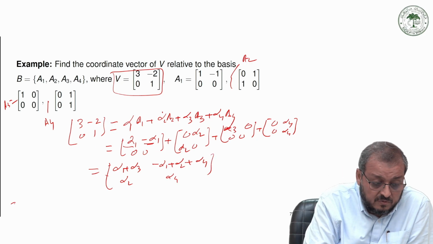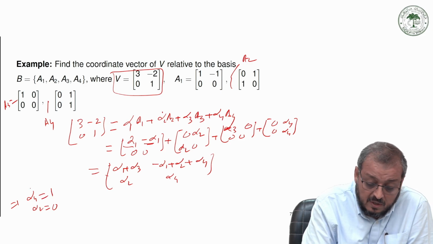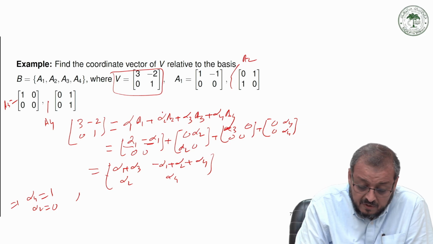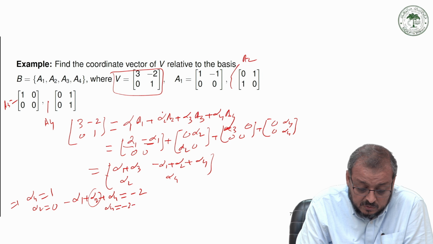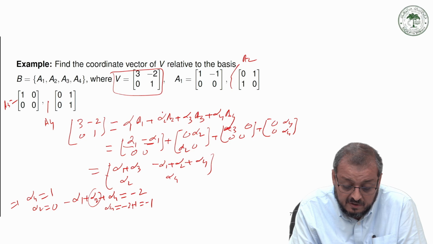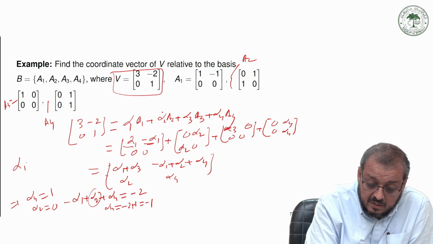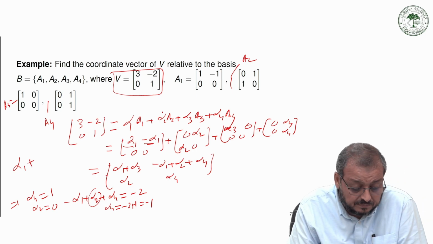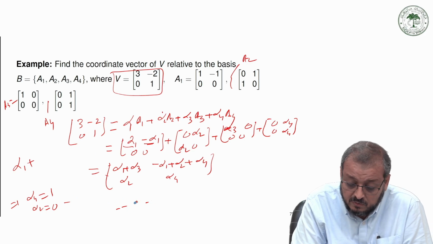So by this we can say that alpha 4 is equal to 1, alpha 2 is equal to 0, and then minus alpha 1 plus alpha 2 plus alpha 4 is equal to minus 2. Alpha 2 is equal to 0, alpha 4 is equal to 1. And then we have alpha 1 plus alpha 3. So alpha 1 plus, I'm sorry, this is wrong.